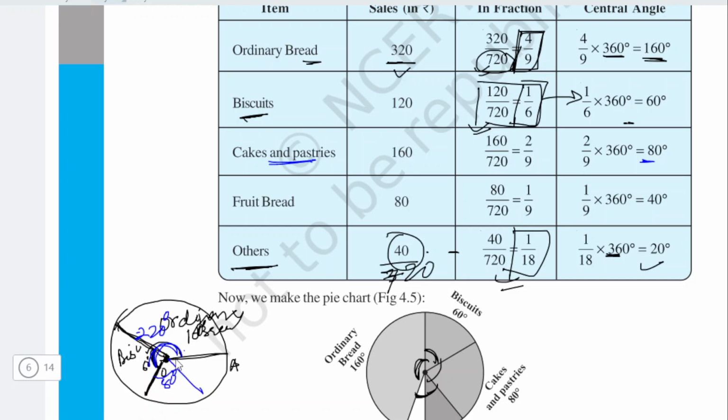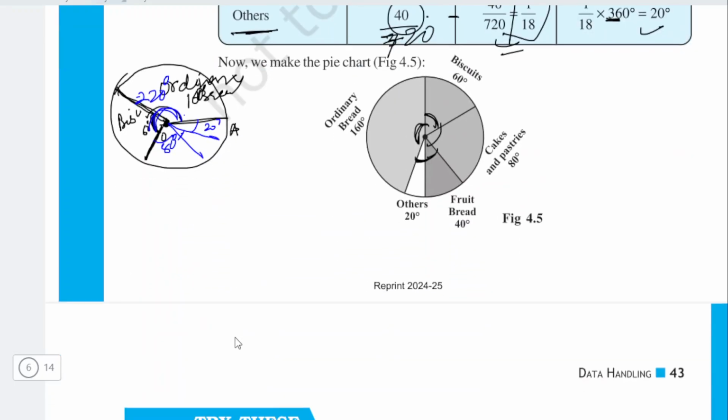Then again fruits and bread, you will place your protractor here and mark 40 degree, and for others 20 degree will be left. So in this way you will make the pie chart.